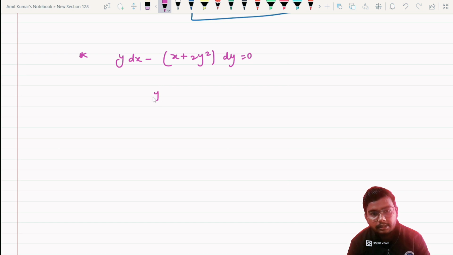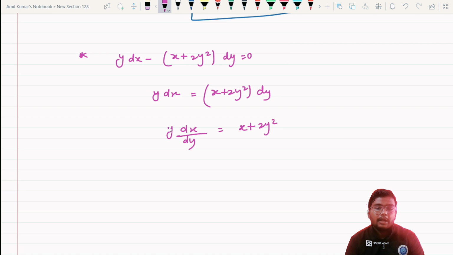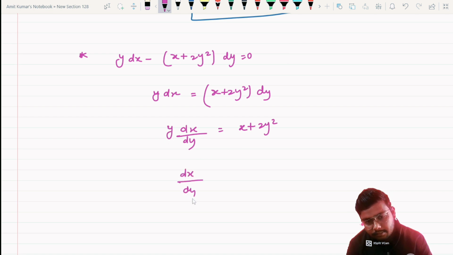We just write here y dx, and all the rest you transfer to the right side, so we can write (x plus 2y squared) dy. Now transfer this dy to the left side, it will be dx by dy, and on the right we are left with x plus 2y squared. Now we divide by y on both sides, so we get dx by dy equal to x by y plus 2y.